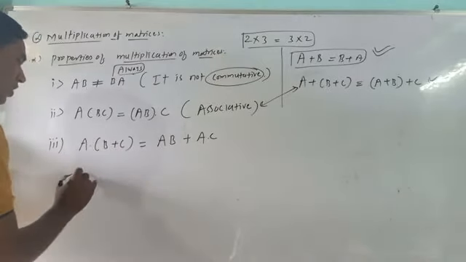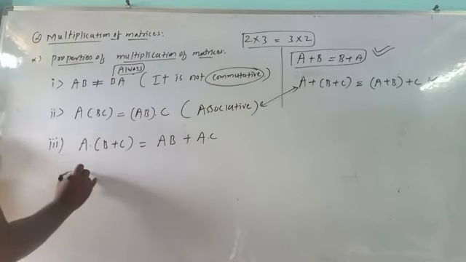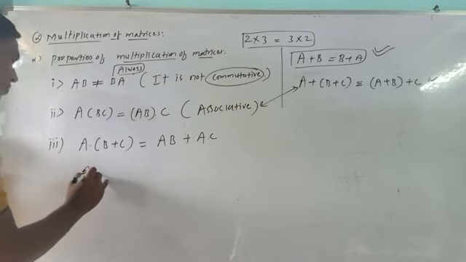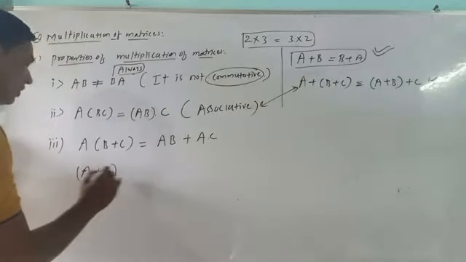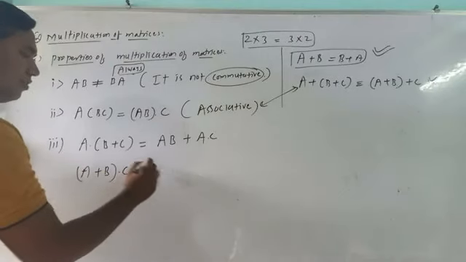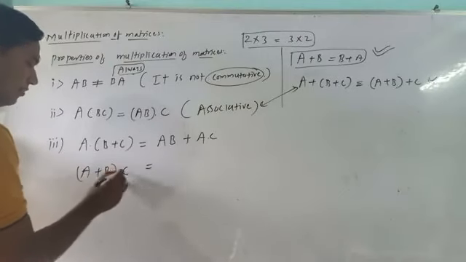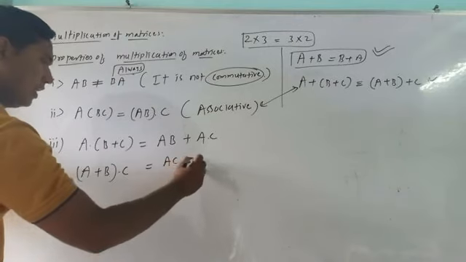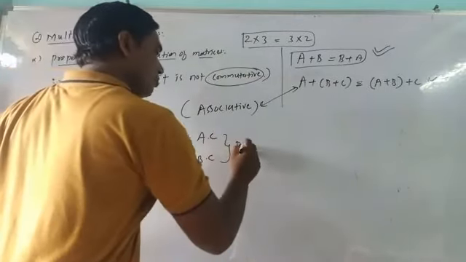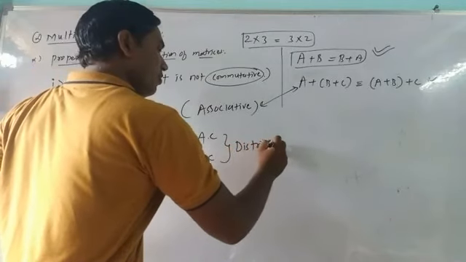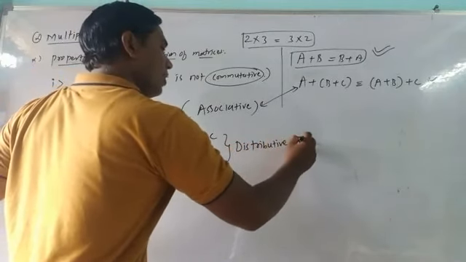Now, the second one: if there are two matrices, A plus B, and then C, then similarly we first multiply A with C and then B with C. So both of these properties are said to be the distributive property.